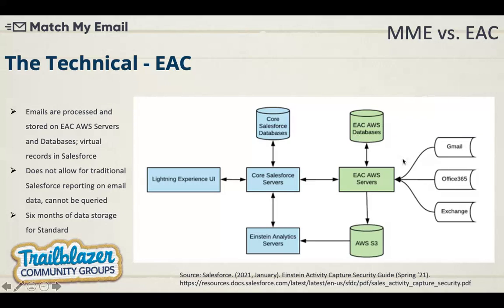When emails are synced, they're brought onto AWS's servers, processed, and then actually stored on these EAC AWS servers. And so what you're seeing in Salesforce when you have an Einstein email uploaded is actually just a virtual record in Salesforce. This prohibits a lot of traditional reporting, which I'll focus on. And it also, for the standard user, only limits the data storage to 6 months. If you're a licensed Einstein user, I believe they'll expand that to a maximum of 2 years. So there is a real time constraint as to the data that's actually stored and where it's stored as well.